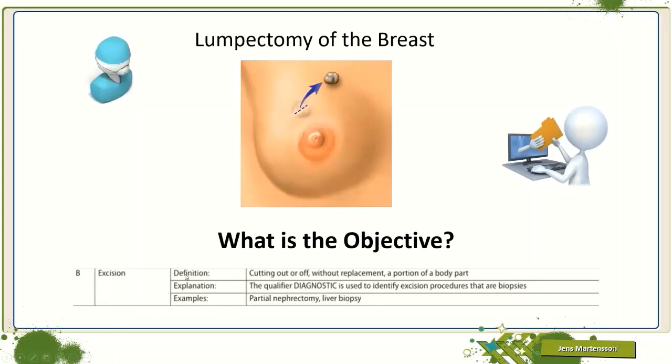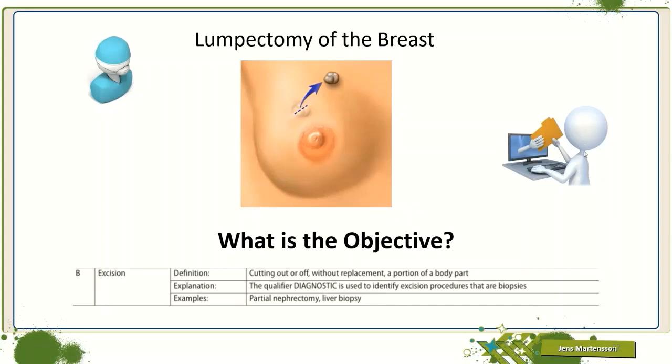Excision. And the definition is cutting out or off without replacement a portion of a body part. And let me tell you, this is not resection because you would have to be removing the entire breast, the entire body part. Also, this is not extirpation because are they not removing some skin too? That's body parts. So that's why you have to think about it.